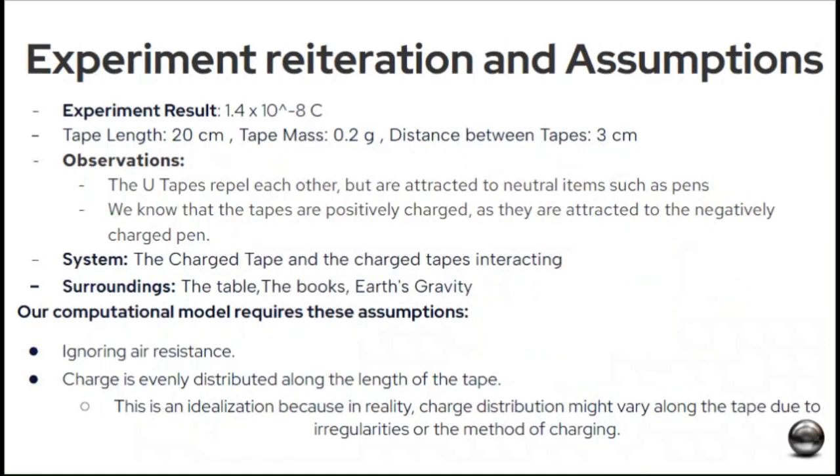So just to reiterate the experiment from lab 1 and some assumptions. The result was 1.4 times 10 to the negative 8 coulomb for a single piece of tape acting as a point charge. The tape length was 20 centimeters, just some basic initial data. The system was the charge tapes interacting. The surroundings were the table, books, Earth's gravity, things like that. And our computational model required these assumptions: one, ignoring air resistance, and two, that the charge is evenly distributed along the length of the tape, which we know in reality it may vary due to irregularities and things like that.